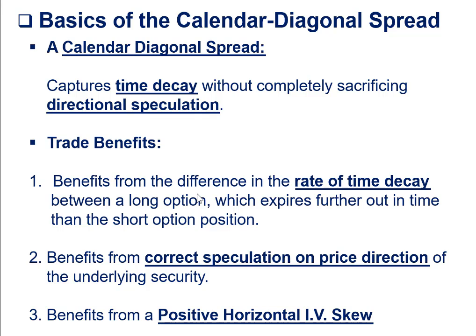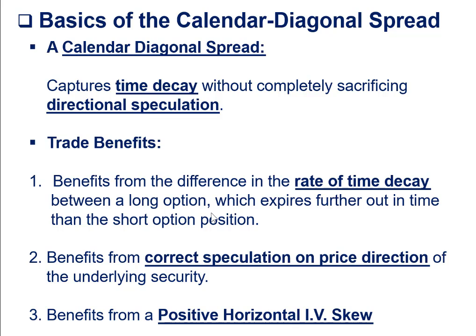So you're going to be benefiting from the rate of time decay between your long option, which is longer dated and expires further out in time, and your short dated option that you're short, which is going to be closer in time. With time decay, if you're closer to expiration, that's going to decay a lot faster than if you're further out. So you go further out on the long option, closer in on the short option, to take advantage of that.